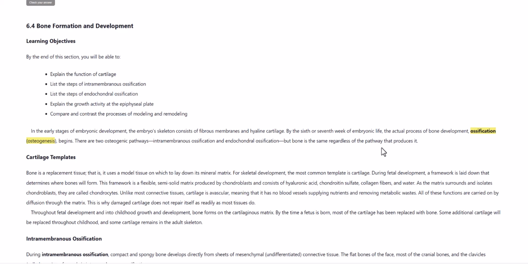This is happening beginning in the 6th to 7th week of embryological life, and your skeleton, most of it, was first hyaline cartilage. Now, there's two ways that bones are formed. One is intramembranous ossification. The other is endochondral ossification. I'll spend most of my time talking about endochondral ossification, but we will briefly mention intramembranous.